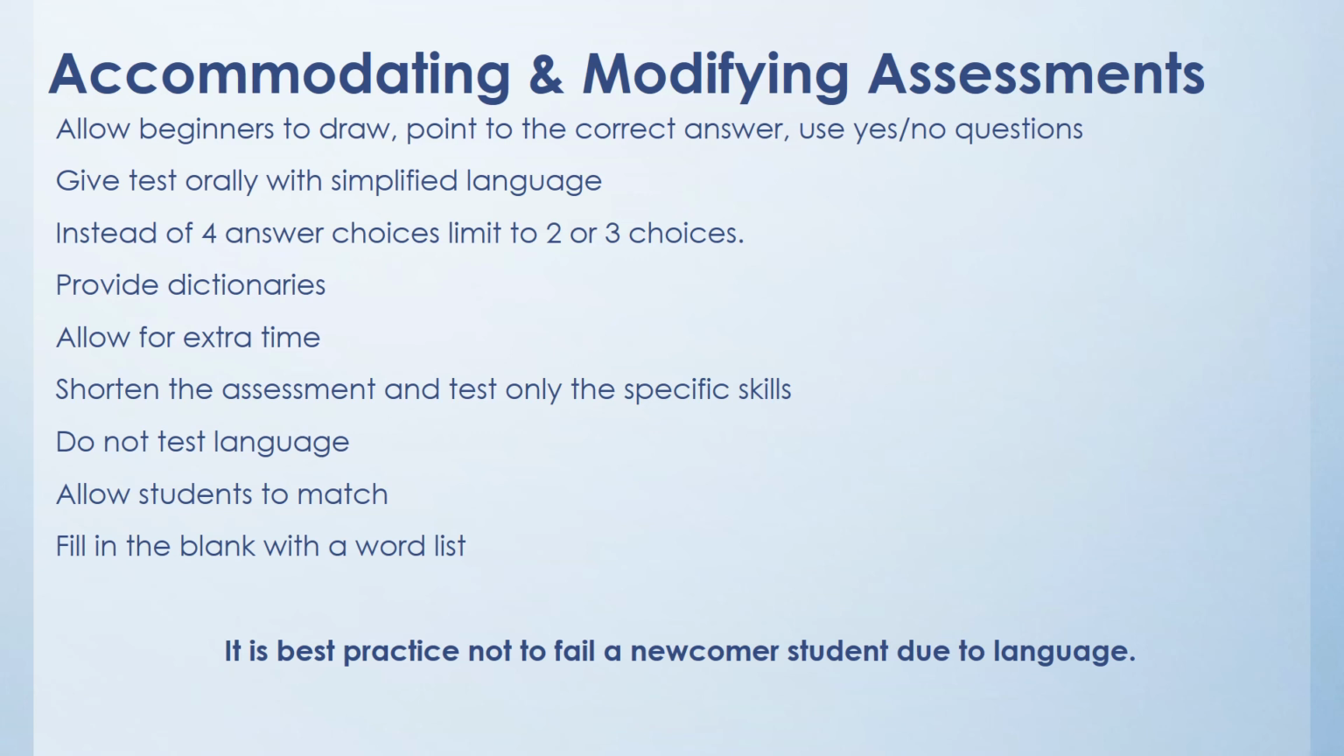So for beginner students, you can allow them to draw. You can allow them to point to the correct answer or provide them with yes or no questions. You can give this test orally with simplified language. And instead of having 4 answer choices, limit to 2 or 3. Have them use dictionaries. Provide them with extra time.